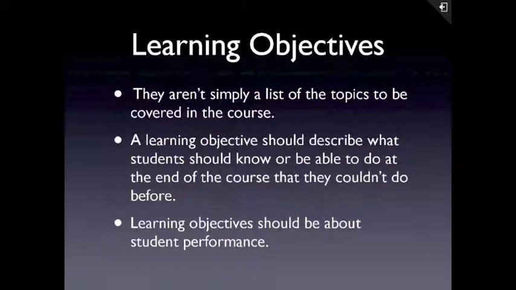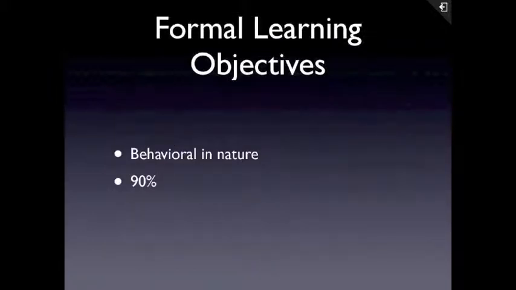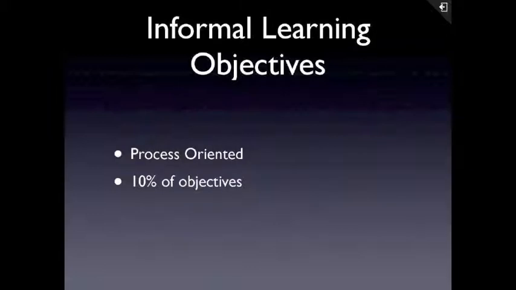The learning objectives should always be about student performance. We're talking about two types of learning objectives here. Formal learning objectives are behavioral in nature. They're going to do something. Exactly. It's an active process. 90% of learning objectives are formal learning objectives. The other 10% are informal learning objectives, and they are more process oriented. How they're going to get there. So remember, formal makes up about 90%, behavioral, informal 10%, process oriented.